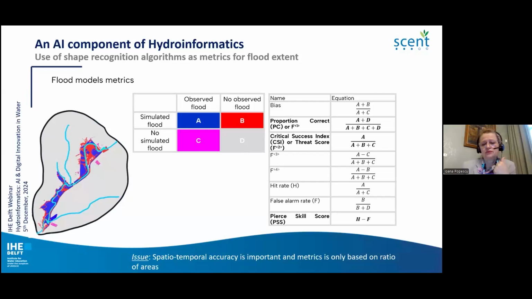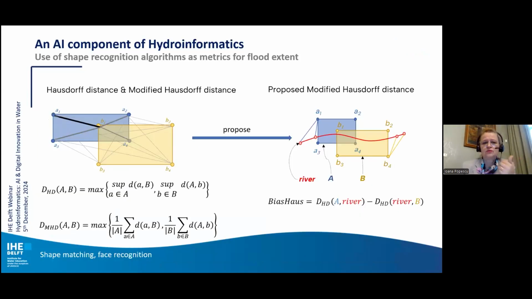So because the spatial temporal accuracy is important, we looked into the possibility of using face recognition software, called the Hausdorff distance, and to see if we can characterize the flood extent as a metric.